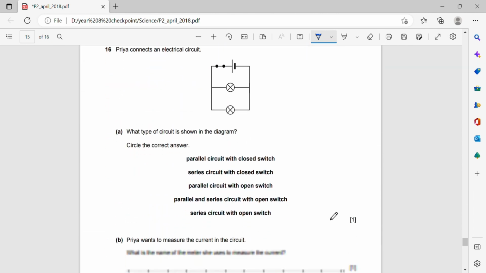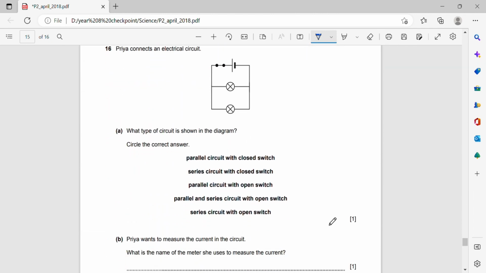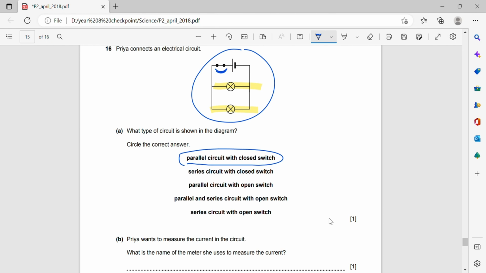Question 16. Priya connects an electrical circuit. We can see a circuit here. What type of circuit is shown in the diagram? Once we look at the diagram here, we can say that it's a parallel circuit. Let's look at the choices with parallel circuits. So parallel circuit with closed switch, it's correct because the switch here is closed. The parallel with open switch, no. Series circuit, no. Parallel series, no. Series, no. This is the only correct answer.